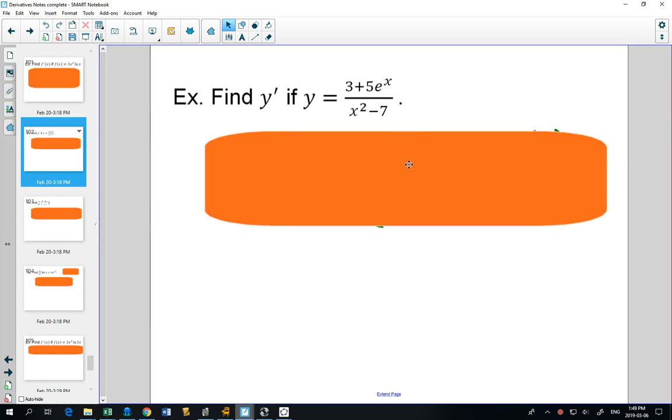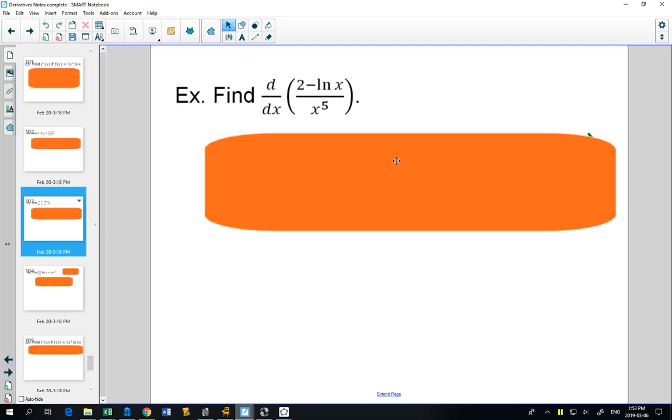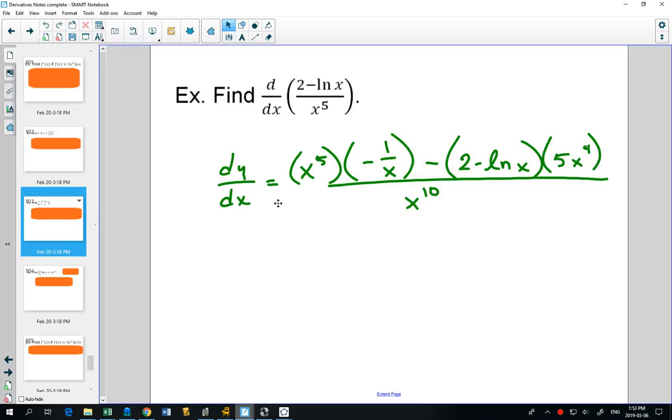All right, check on this one. Quotient rule. Keep the bottom the same, derivative of the top, minus keep the top the same, derivative of the bottom, over the bottom squared. Another quotient rule. I will also show the answer for this one.